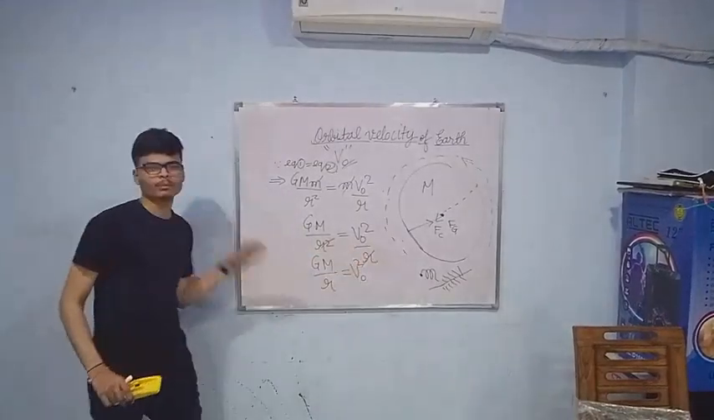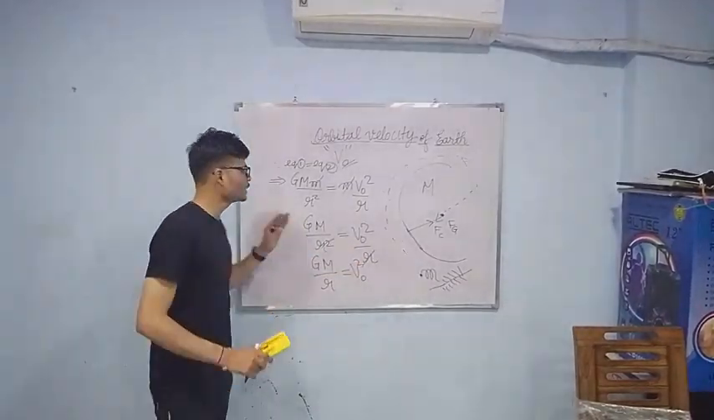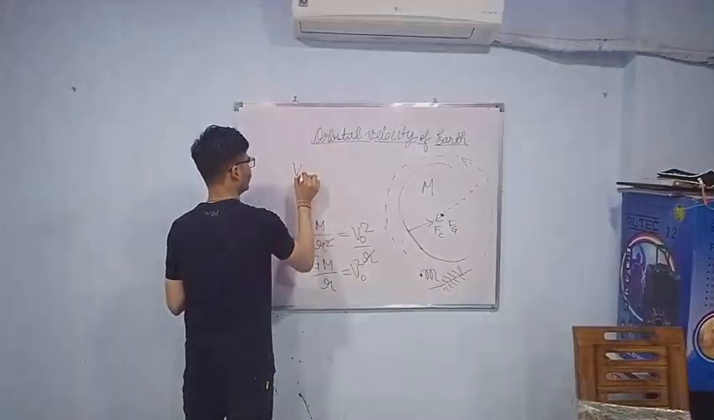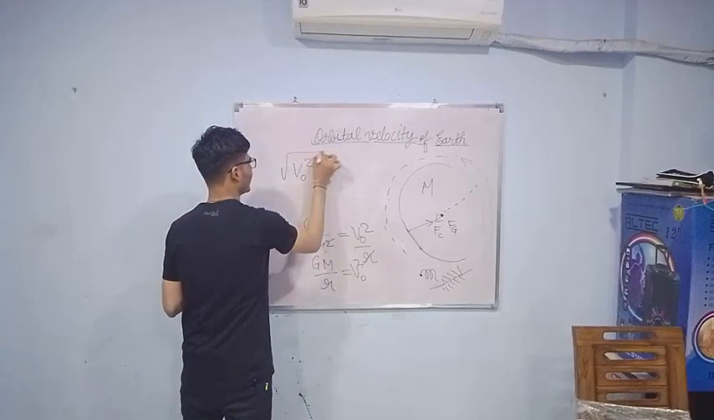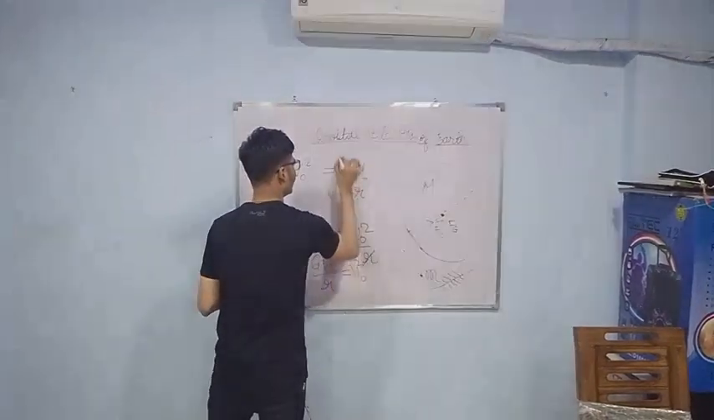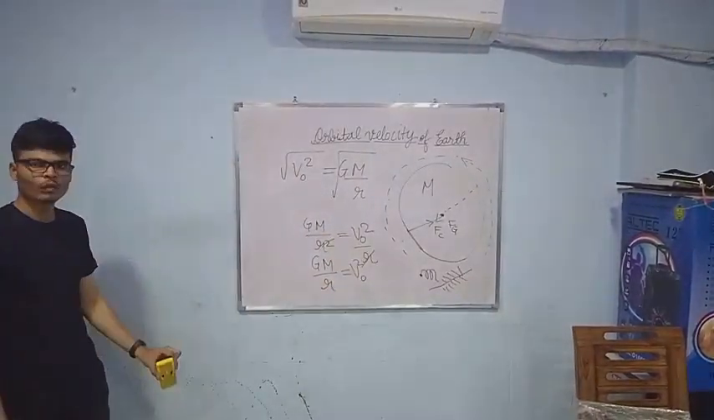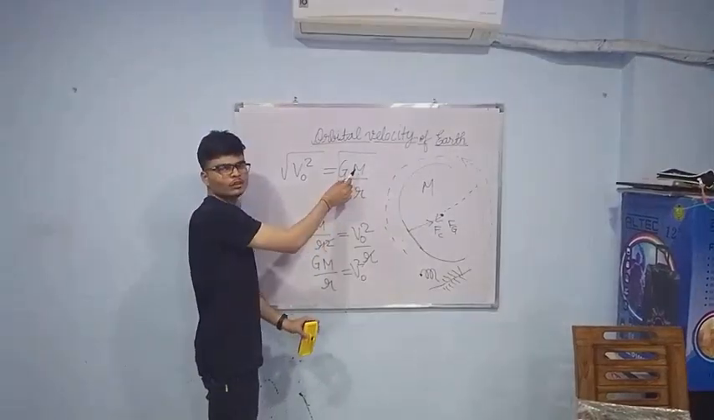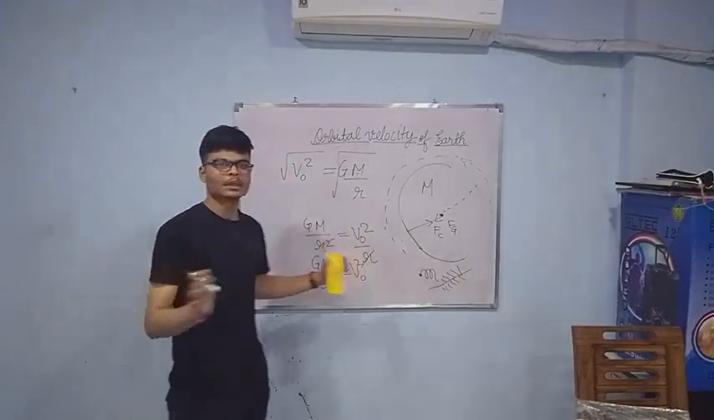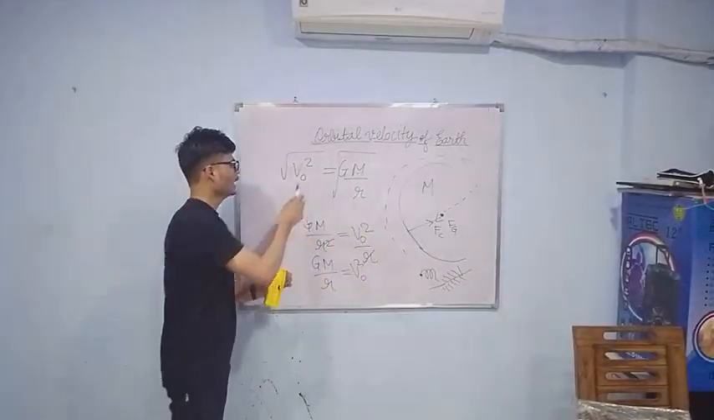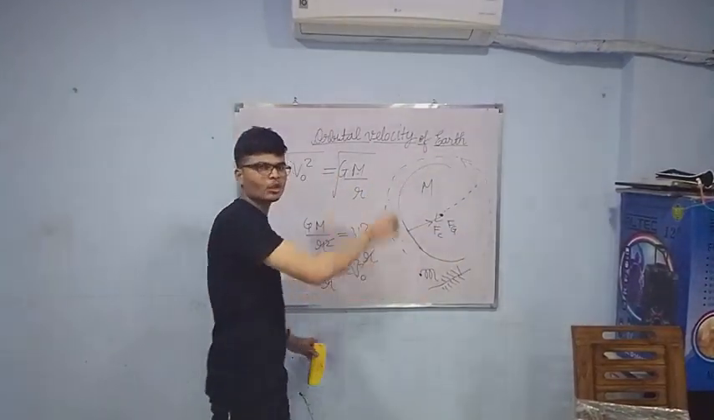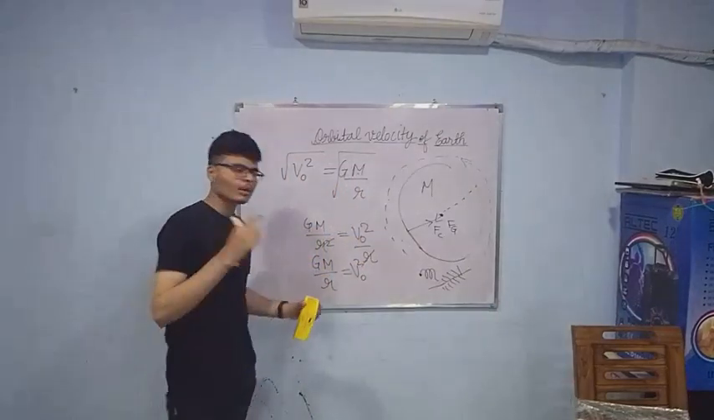On taking square roots on both sides, we will get v naught equals root of GM by r, where capital M is the mass of Earth, r is the distance between the satellite and the Earth's center, and v naught is the orbital velocity with which the satellite is orbiting around the Earth in a circular orbit.